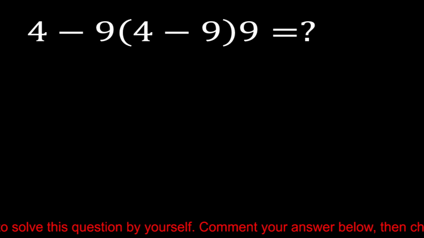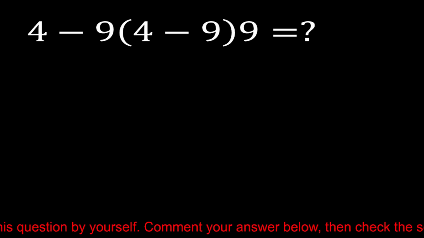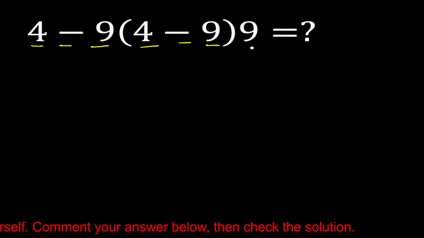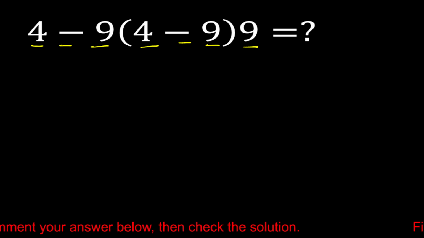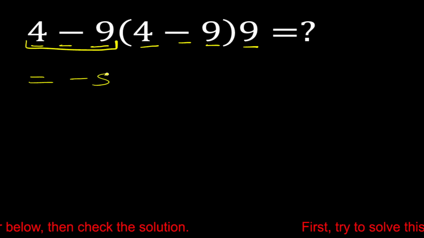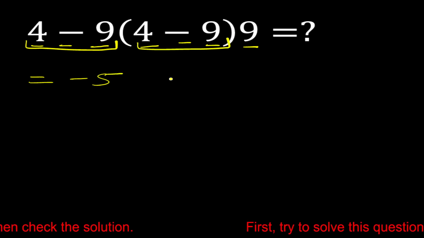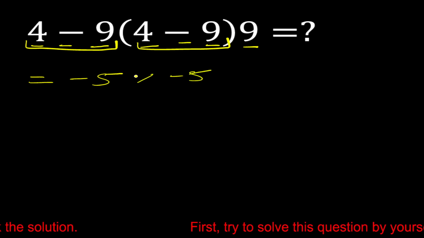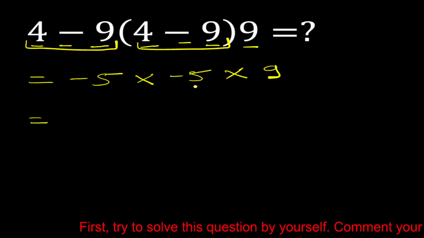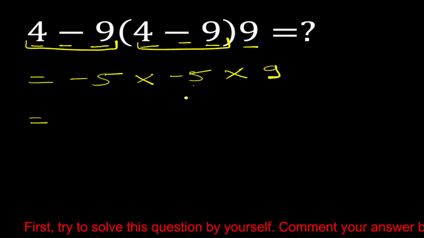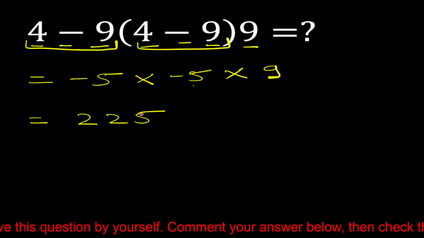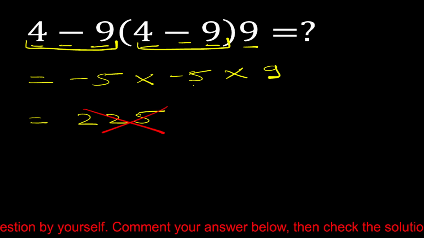So, here we have a question: 4 minus 9, then again 4 minus 9, then 9. Okay, so most people solve this question like 4 minus 9 is equal to minus 5, then 4 minus 9 is equal to also minus 5. Okay, it is multiplication, then multiply 9. Now minus 5 multiply minus 5 is equal to 25, 25 multiply 9 is equal to 225. Okay, but this answer is not correct. This answer is completely wrong.